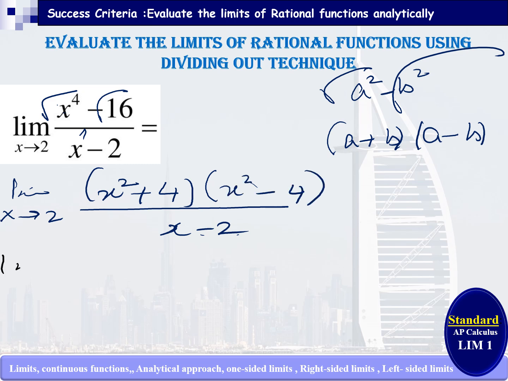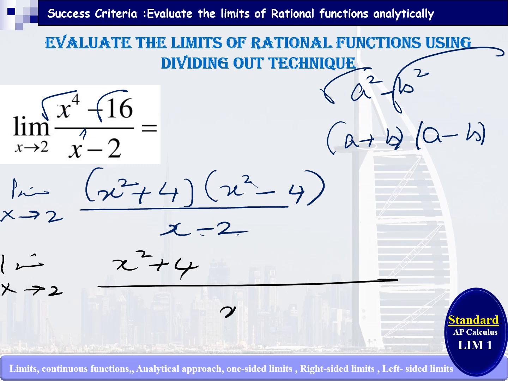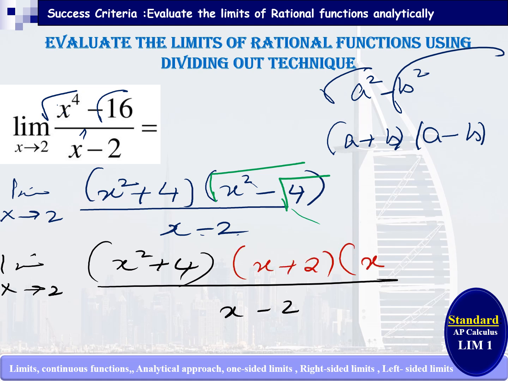But can you see that again x square minus 4 can be solved one more time by factorization. So the square root of x square is x and the square root of 4 is 2. So due to that reason, one time I write x plus 2 and one time x minus 2. Cancel minus 2 and minus 2.